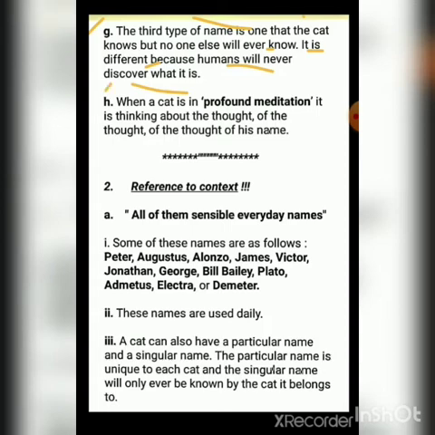Now the H part, when a cat is in profound meditation, what is it thinking about? When a cat is in profound meditation, in deep contemplation or deep thinking, it is thinking about the thought of the thought of the thought of his name. Okay, so now moving on to the next question, that is in reference to context.